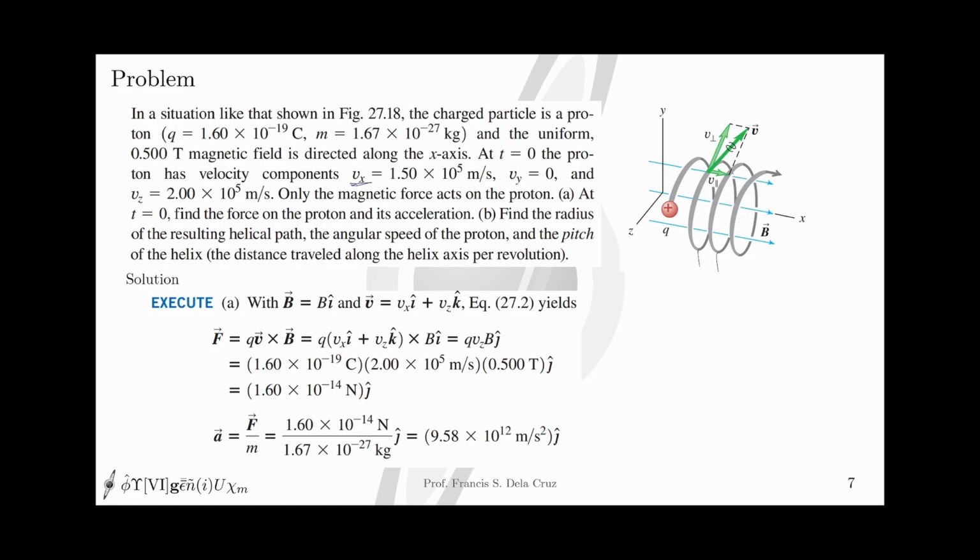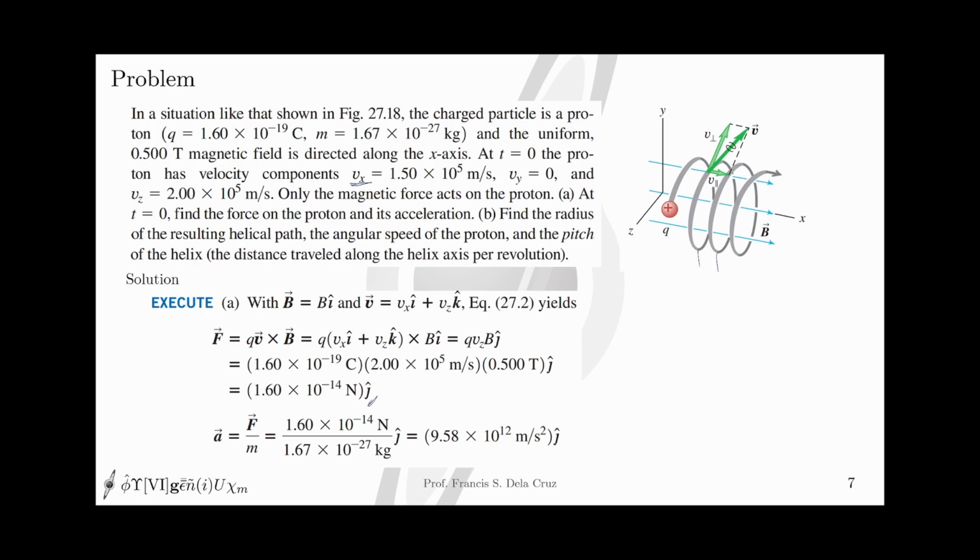Since our velocity has only two components, one along the x axis (i hat) and one along the z axis (k hat), if we use our expression, which is qv cross B, we can get that the magnetic force would be directed along the y-axis. Since we have the values for the velocity, the magnetic field, and the charge, we can see that the magnitude and direction of the force would be 1.60 times 10 raised to negative 14 Newton, directed along the positive y-axis.